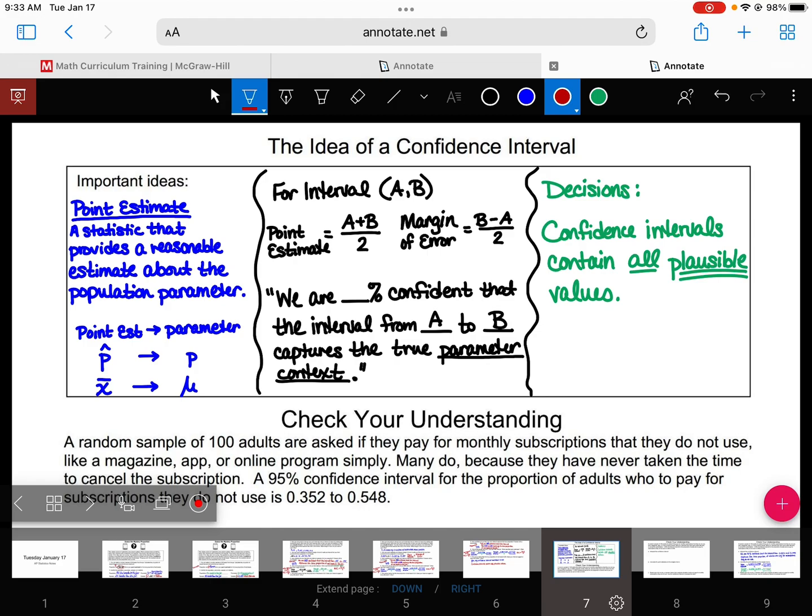Gotten everything copied down. I want you to answer the questions down below. So using the sentence frame, we are blank percent confident. I want you to interpret the confidence interval that was given. Using that confidence interval, I want you to calculate what the point estimate was, as well as what the margin of error is. That would be part B. And then part C, what kinds of decisions can we make based on this?